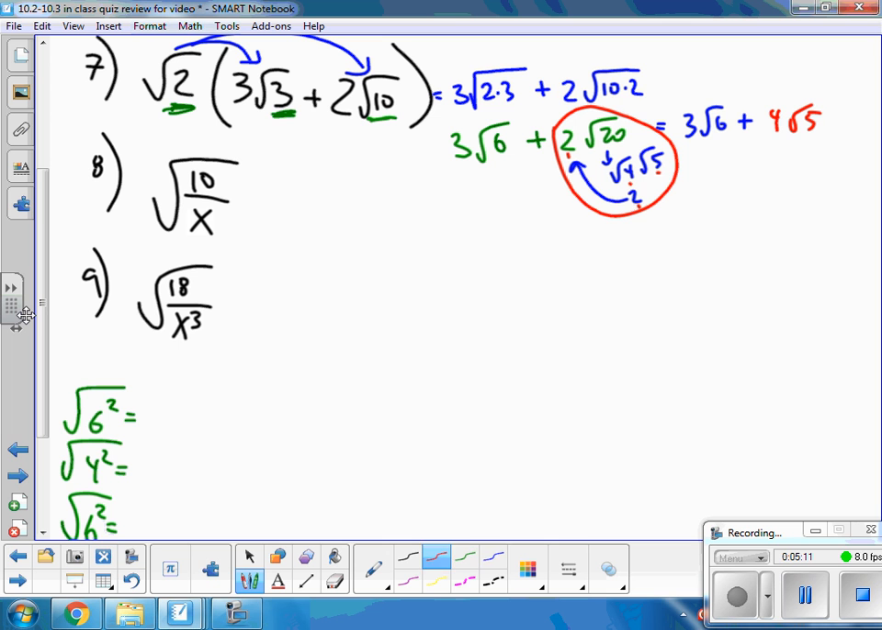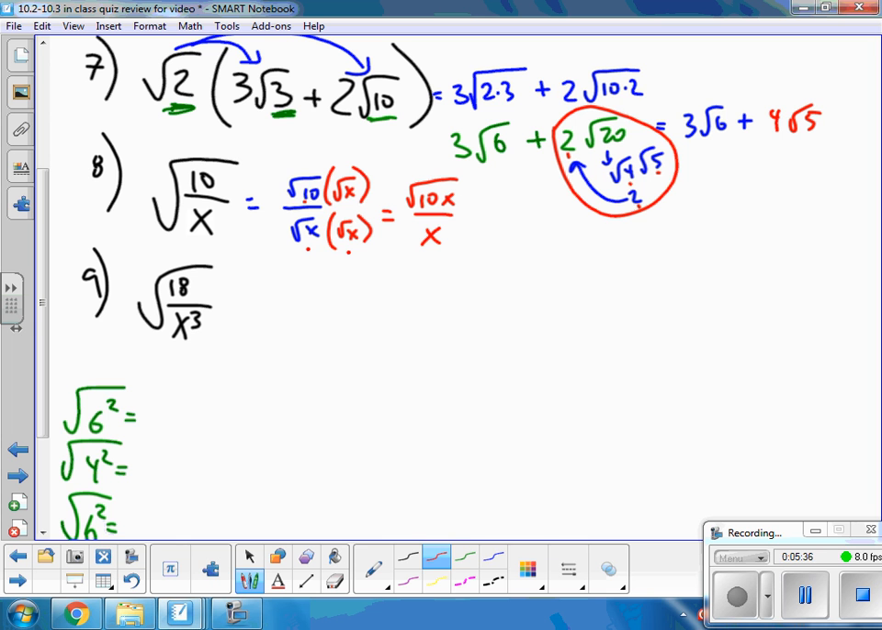Number 8 and 9 is saying square root of 10 over square root of x. I cannot have a radical in my denominator, so I'm going to multiply by the radical itself. And square root of x times square root of x will be x. And in my numerator, square root of 10 times square root of x is square root of 10x.